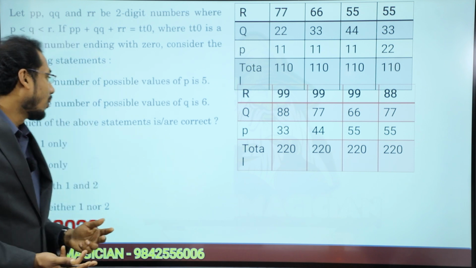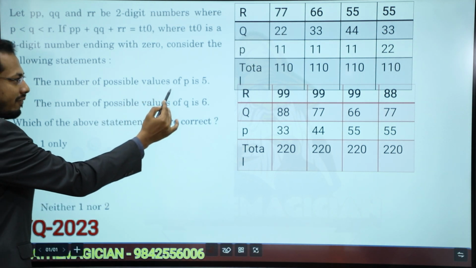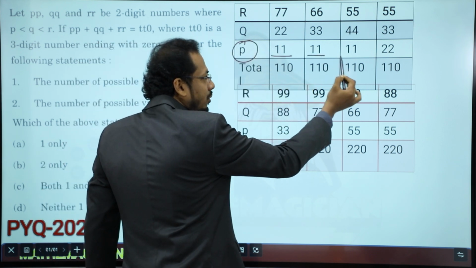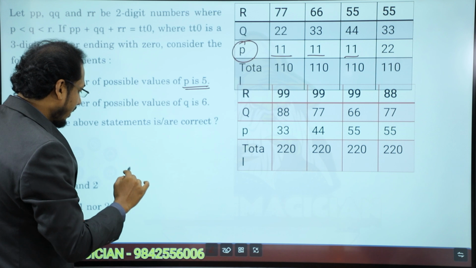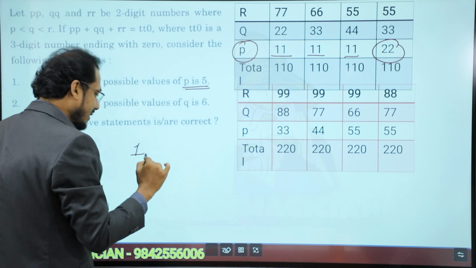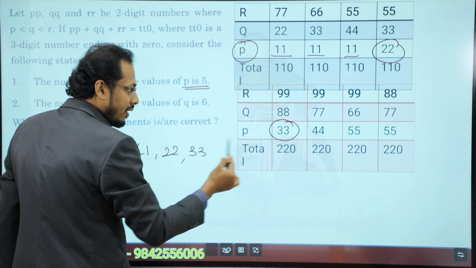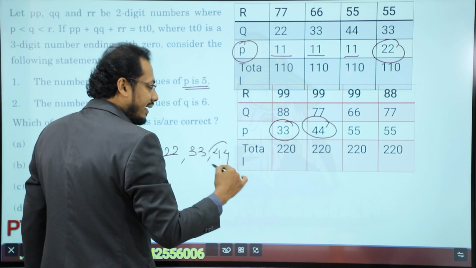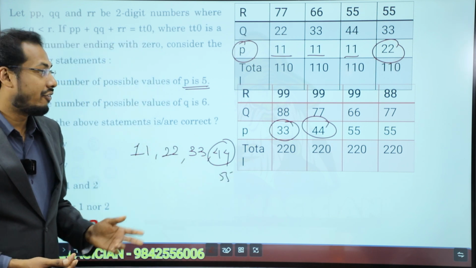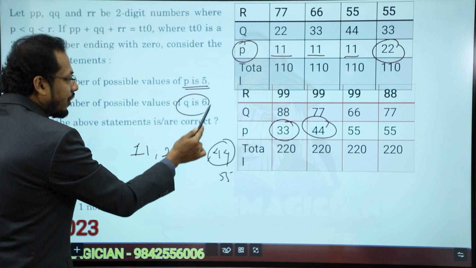Now, it is very simple. Look at this. The question is, the number of possible values of P is 5. See, the number of possible values of P is 1, 2, 3, sorry, not like that. Actually, you can take 11 as one combination, then 22 is the second combination, then 33, here 44, and the last one is 55. So totally 1, 2, 3, 4, 5. 5 numbers are there for P. So this is correct. And the next thing, the number of possible values of Q is 6.